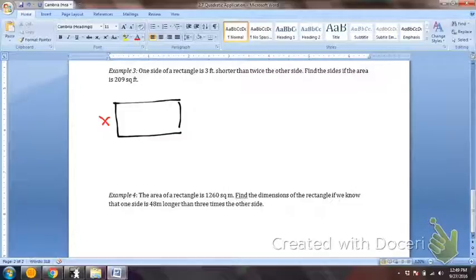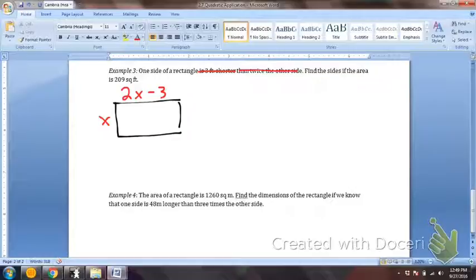What is 3 feet shorter? How do you think we would symbolize that in math? What's 3 feet shorter mean we should probably do? Subtract 3 from something, right? So we're going to have a minus 3. So we took care of the 3 feet shorter. What is twice the other side? How could you represent that? 2 times x. Good. So we're going to put that in front because we're taking 3 away from whatever 2 times x is. So now I have something that represents each side.